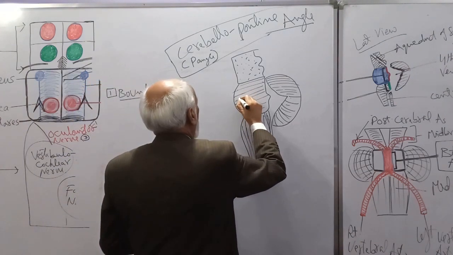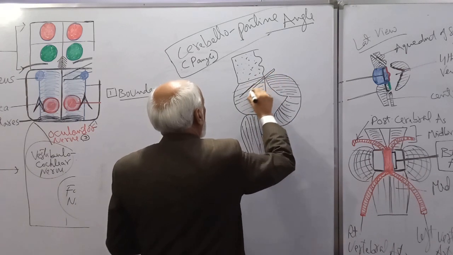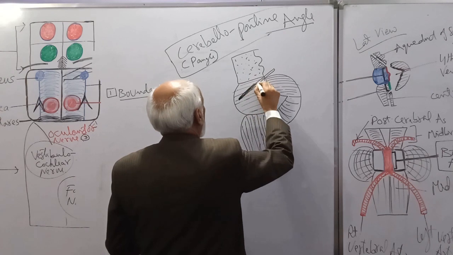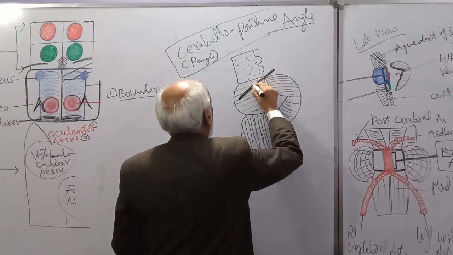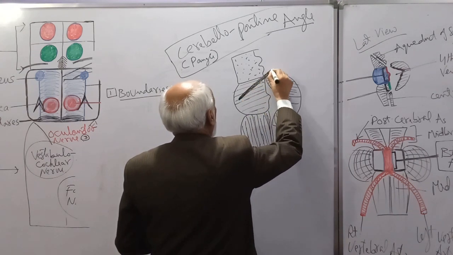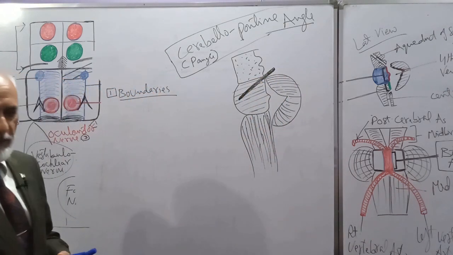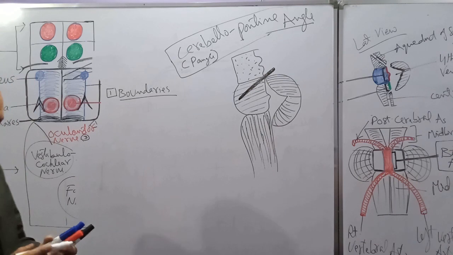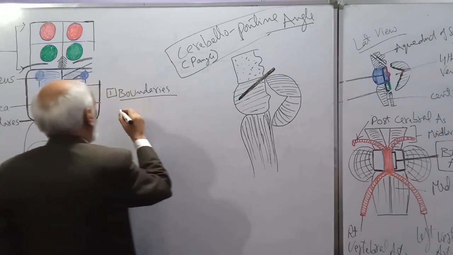Now, here superiorly, at this level is the upper border of the petrous part of the temporal bone. You know, brain is in the cranial cavity, and inside the cranial cavity there is petrous part of the temporal bone.